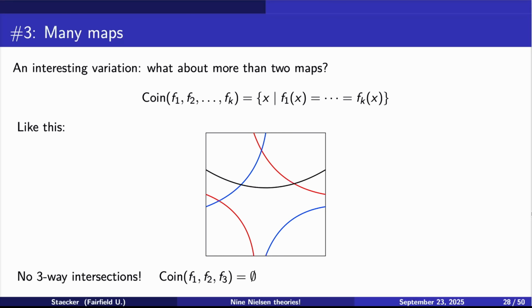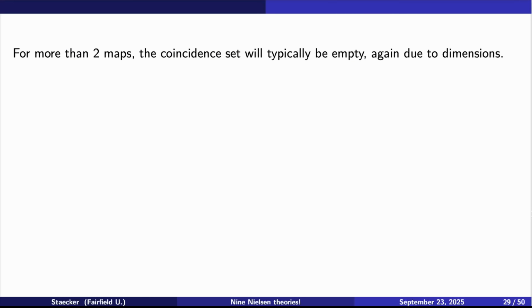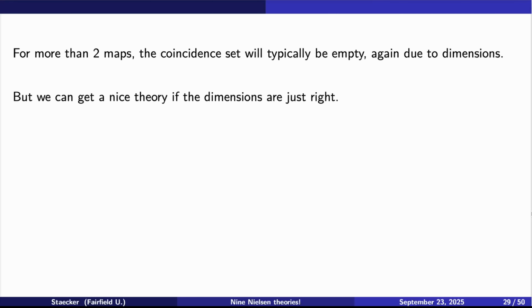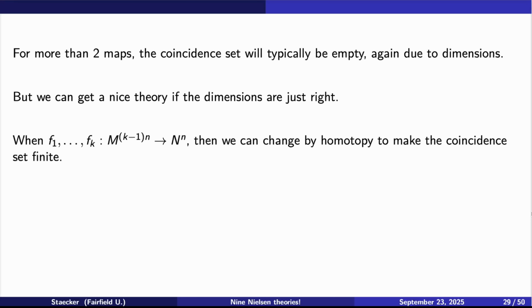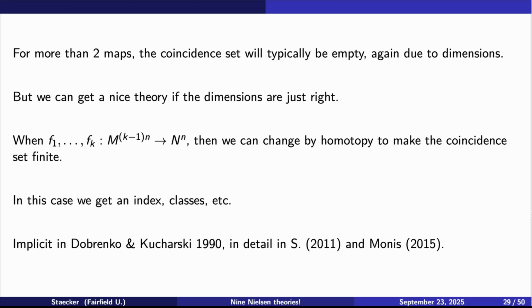And because, like I said, for more than 2 maps, this coincidence set will typically be empty. Again, it's because of the dimensions. I had three one-dimensional things inside of a 2-dimensional space, and so you can separate them. But we can get a nice theory if the dimensions are just right. So if you make the codomain have this dimension and the domain have this dimension, where this k is how many maps there are, then you can make the coincidence set finite, and you get a coincidence index and coincidence classes and all of that stuff in this very specific setting of these kinds of dimensions. All right, I'll just say this was done by Dobrenko and Kusharsky in 1990.